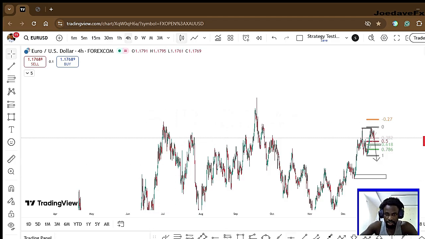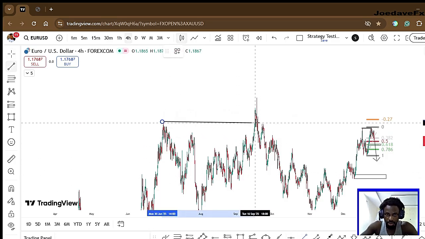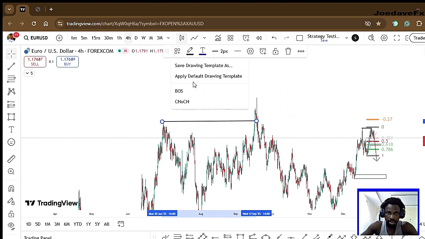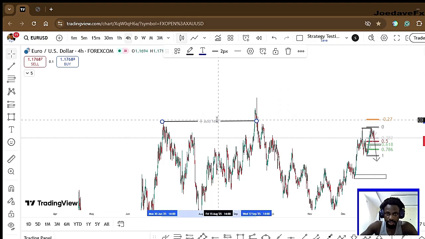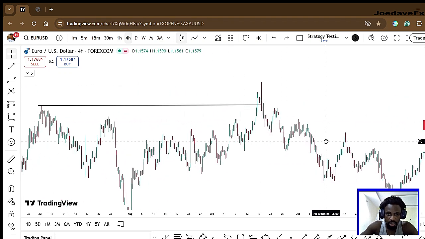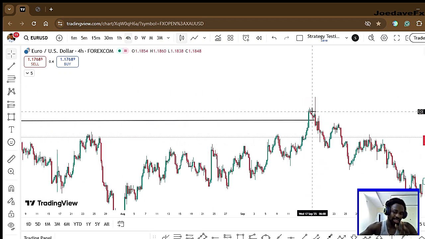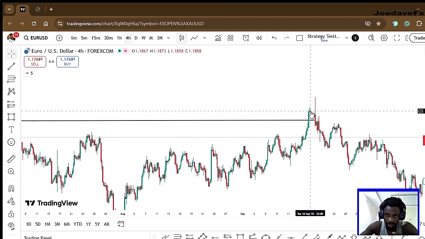So this was a clear break of structure here to the upside, which signifies more buys. So we add this break of structure here. You can see it. Look at how the body of this candlestick closes. This is exactly what I am interested in. So this is a very neat one.